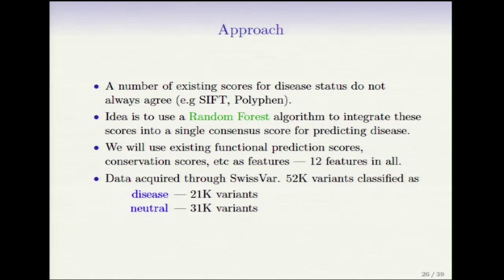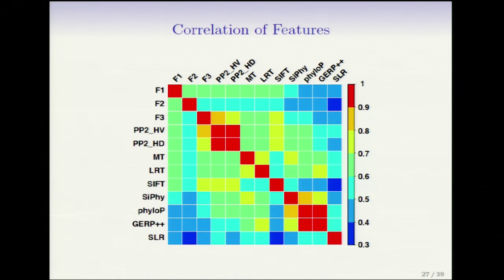And for that, we're going to use random forests. So I'll just tell you briefly how that works, because random forest is one of those techniques that's a really important tool in our toolbox of techniques. So in this case, we have a training set where we have 52,000 variants, 21,000 were diseased, and 31,000 neutral. And so we want to try and predict that using some combination of these scores. Now these scores are correlated, and this is a correlation matrix. You might expect them to be correlated, but they're not as correlated as you might think. Some of them are very, but others are not, because they're all trying to predict the same thing.